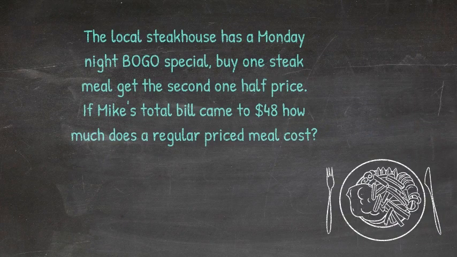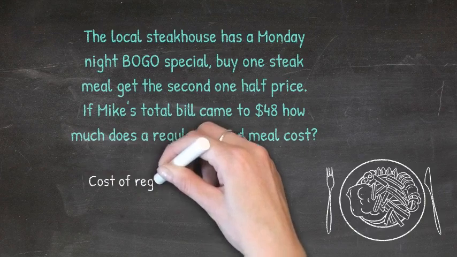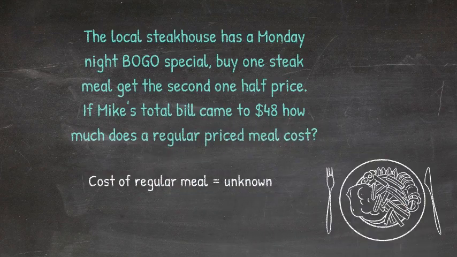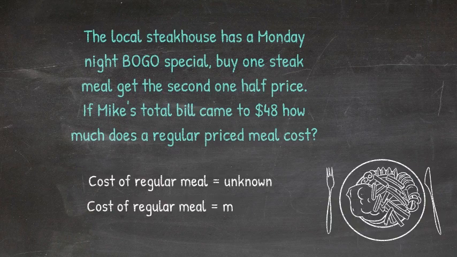Now, we can solve this using a one-variable equation. We need to first figure out the unknown. The piece of information we don't have is how much a regular meal costs. So, if we're going to solve this algebraically, we need a variable to represent our unknown. In this case, let's use the letter m.